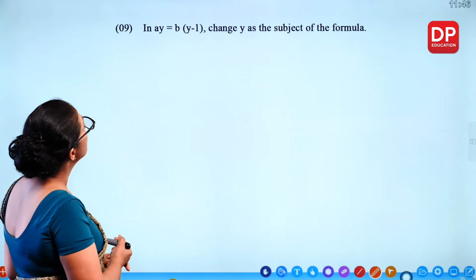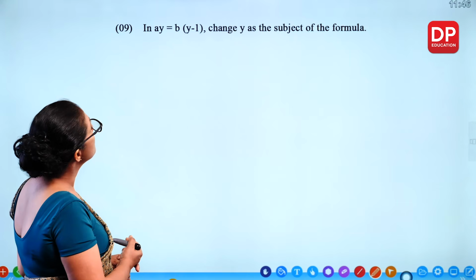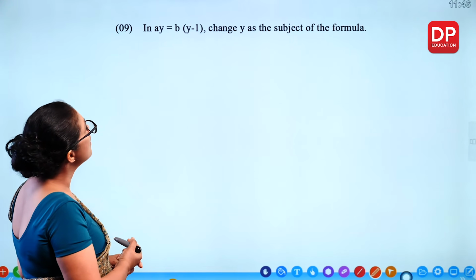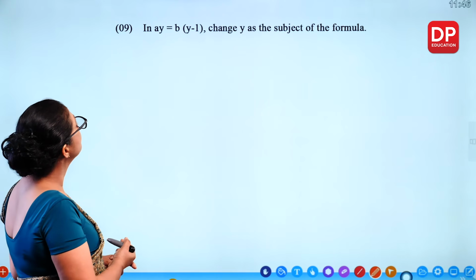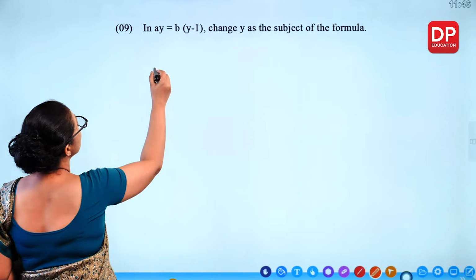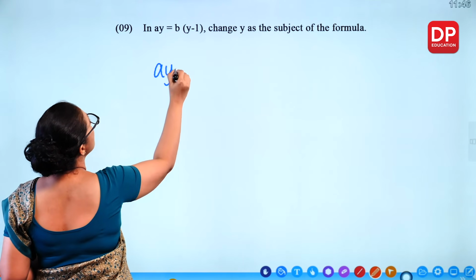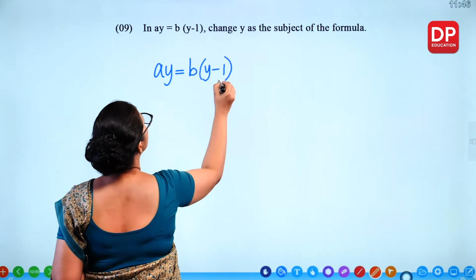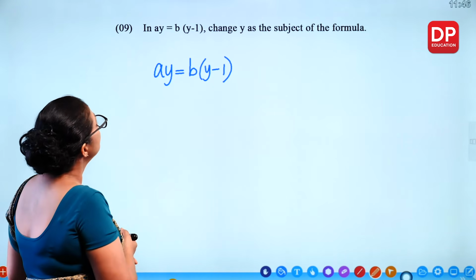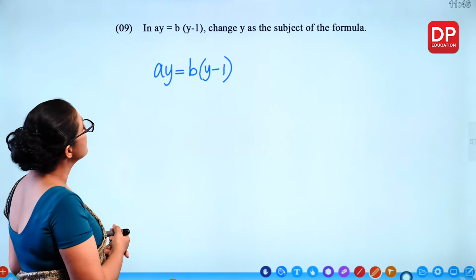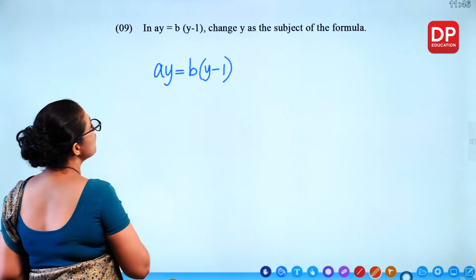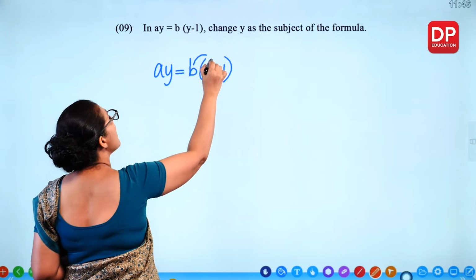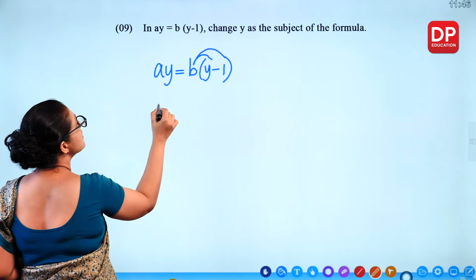AY equals B times (Y minus 1). Change Y as the subject of the formula. AY equals B(Y minus 1). Change Y as the subject. So you have to take all Y terms to one side. Before that, you have to expand brackets.